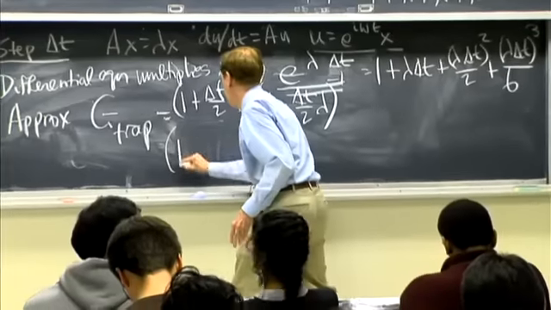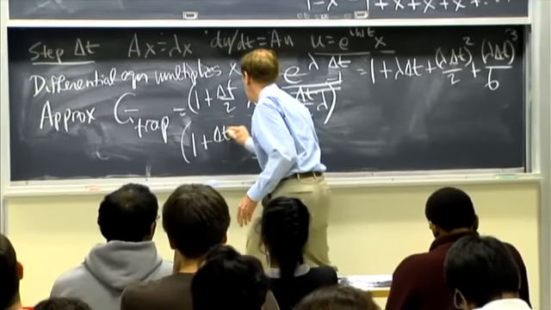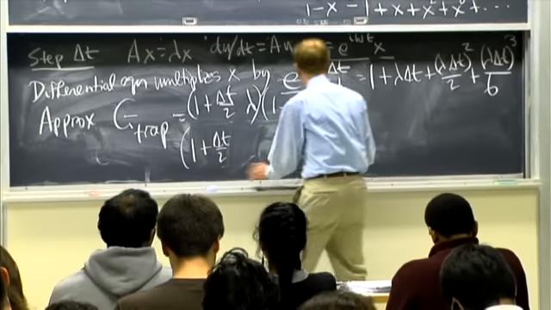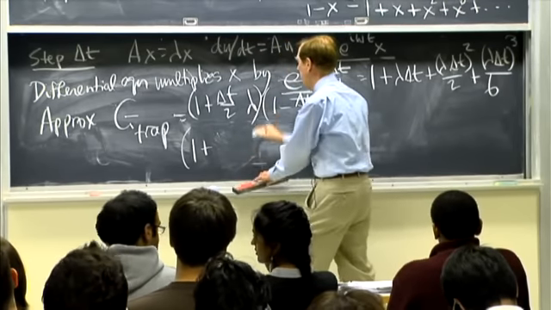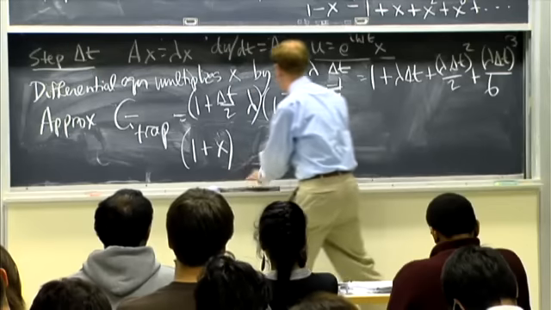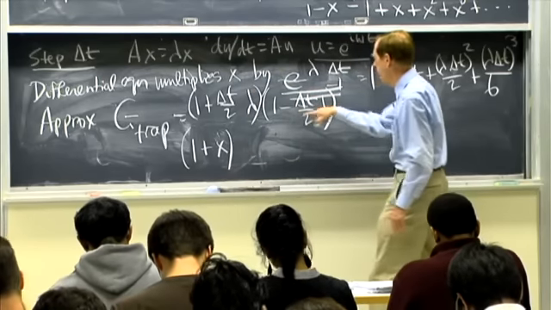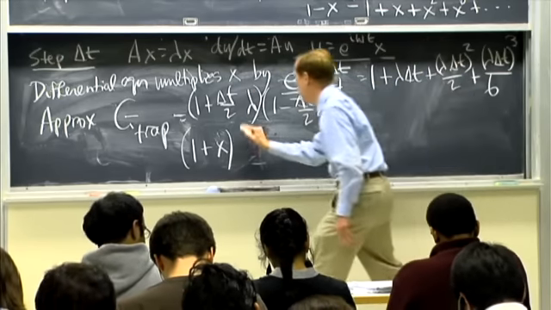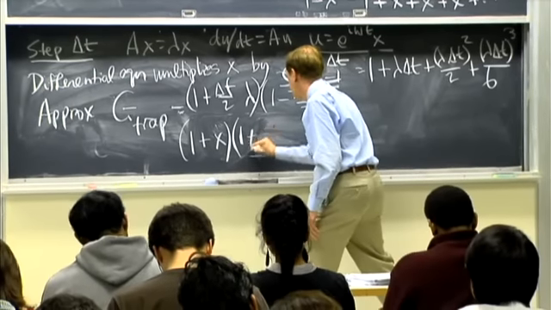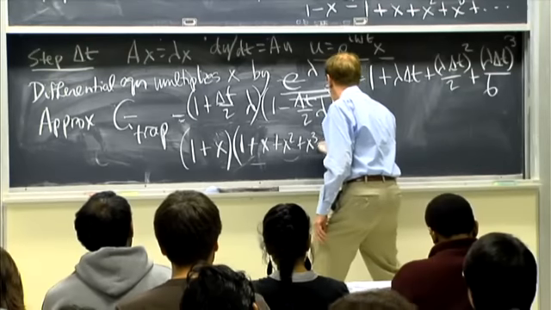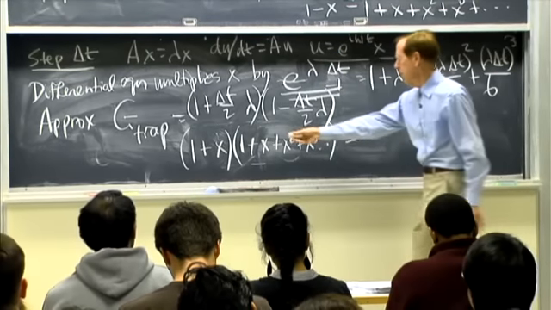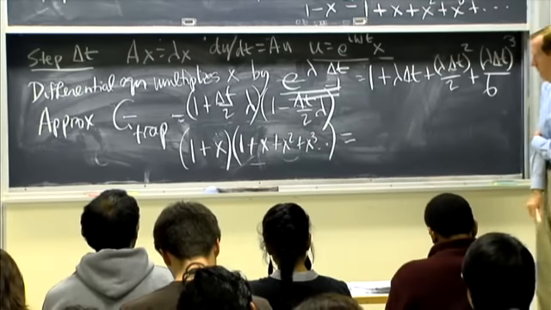Can I write it below? I have 1 plus delta t over 2 lambda. Let me just call that x for the moment. Delta t over 2 lambda is my x. 1 plus x, and this is 1 over 1 minus x, which you just told me is 1 plus x squared plus x cubed, and so on. And now I've got to do that multiplication.